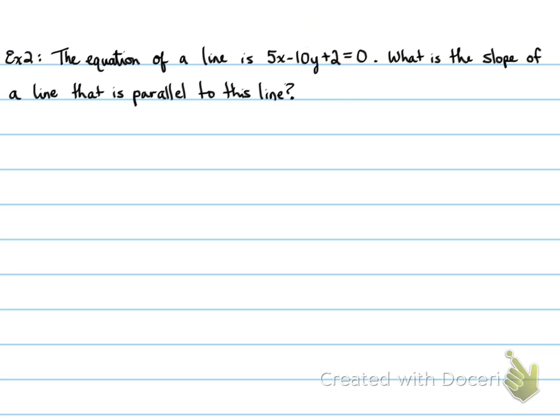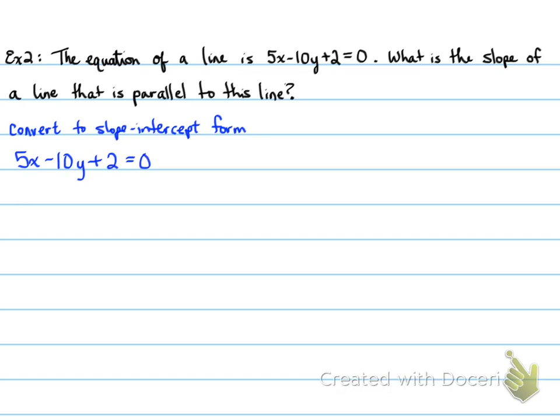Well, first of all, we need to know what parallel means. If you remember correctly, parallel means that the two lines share the same slope. So if we find the slope of this line, we find the slope of the parallel line as well. And that's what the question is asking. So we're going to convert the equation 5x minus 10y plus 2 equals 0 to slope-intercept form.